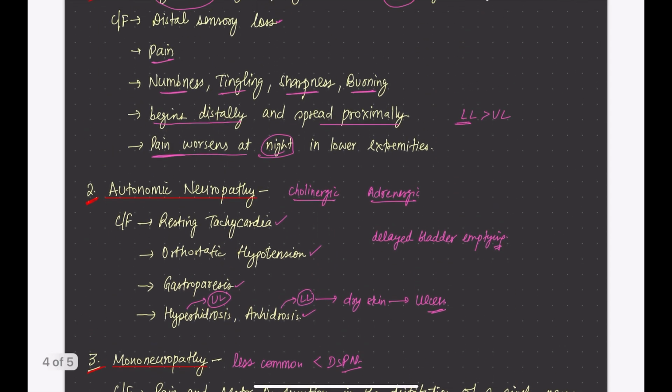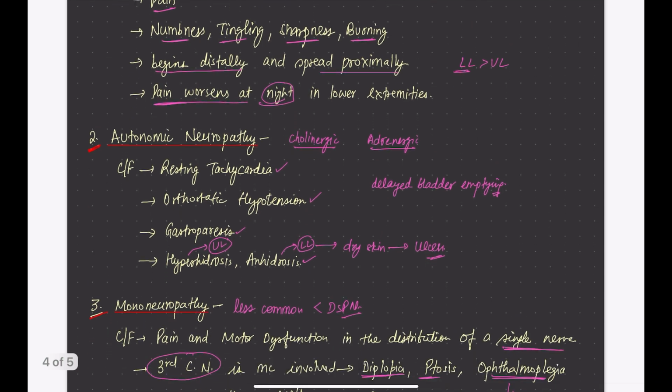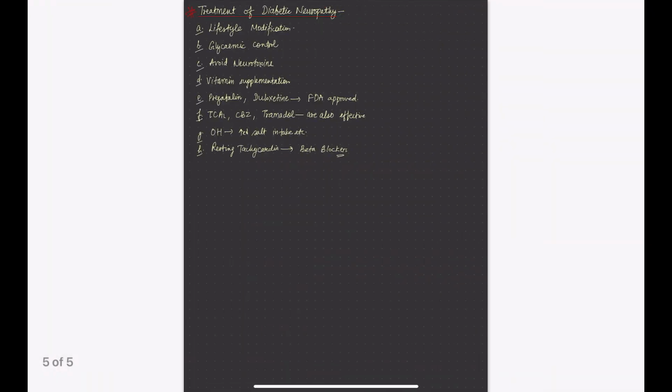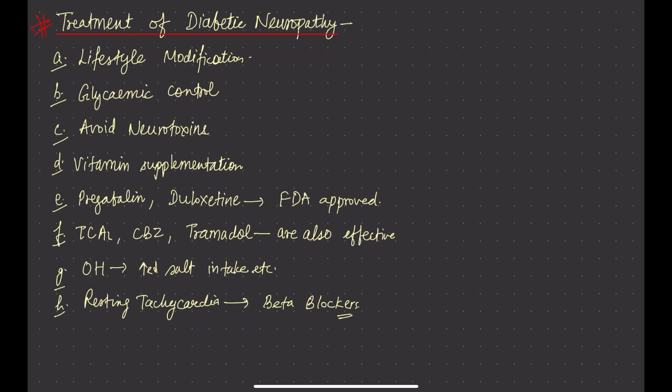So there are three types of diabetic neuropathy: DSPN, autonomic neuropathy, and mononeuropathy. Now, what is the treatment? Treatment of diabetic neuropathy is basically lifestyle modification, good glycemic control, and avoiding neurotoxins. Although the most effective treatment is prevention. None of these treatments is 100% efficacious. You will not be able to reverse diabetic neuropathy to its 100% pre-diseased state. So it is very important to prevent.